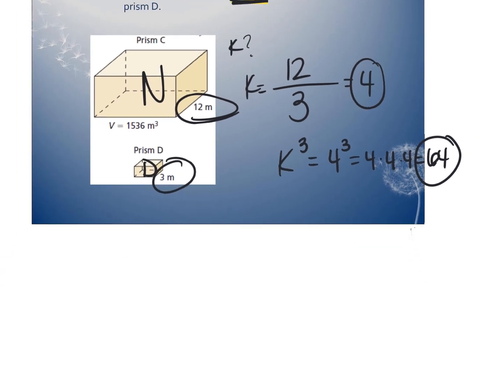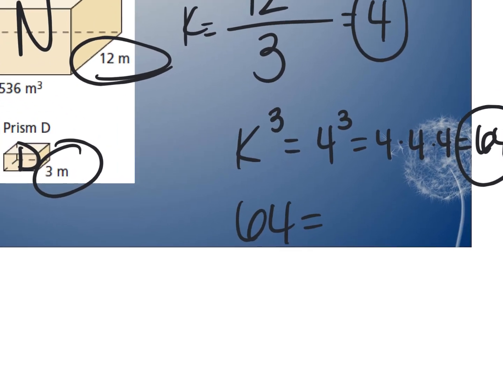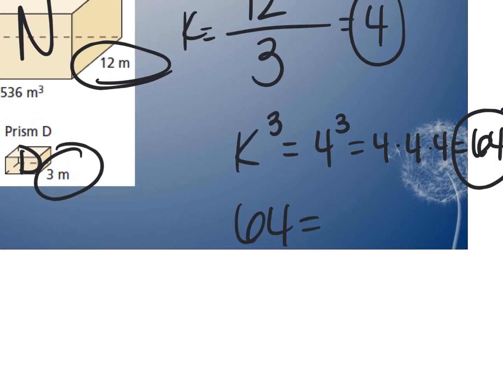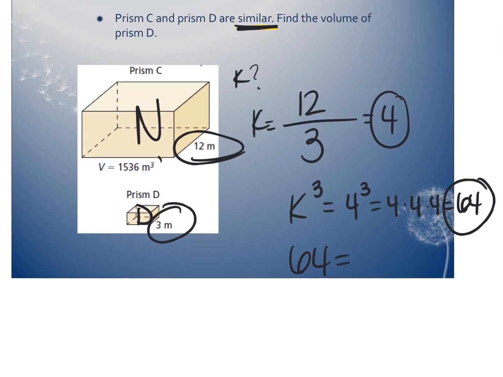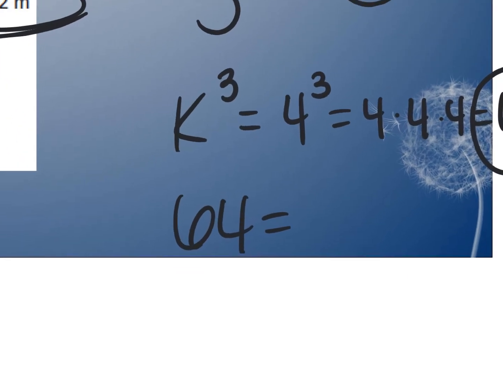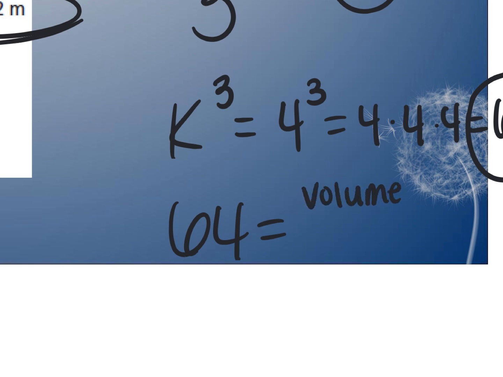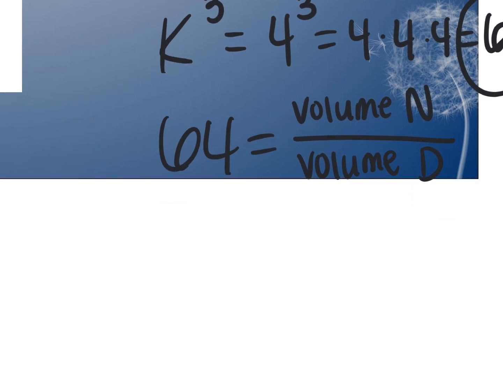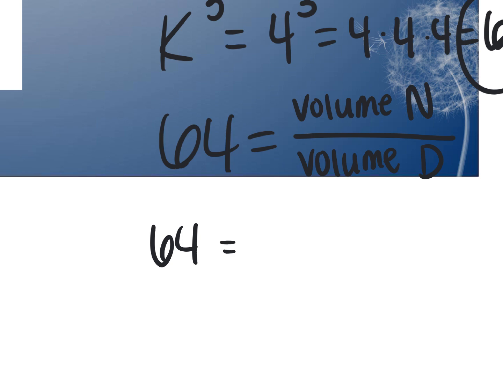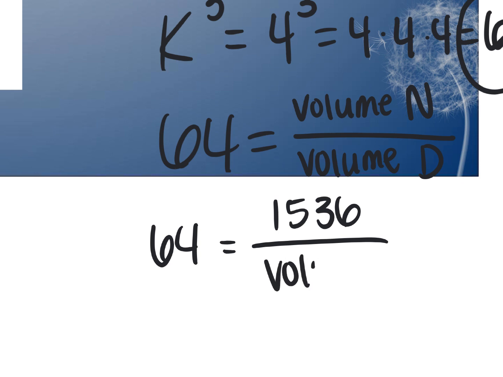So I take this 64 and I say, this 64 should be equal to the volumes over one another. But remember which one's in your numerator. This volume we knew, this volume was 1,536. So we're going to say volume, and we'll call it capital N for the numerator volume, over the volume of the denominator, D. So we're going to say 64 equals 1,536, that was the volume of the numerator figure, over the volume, and we'll call it D for denominator. We don't know the volume of the other figure. We're trying to solve for that.